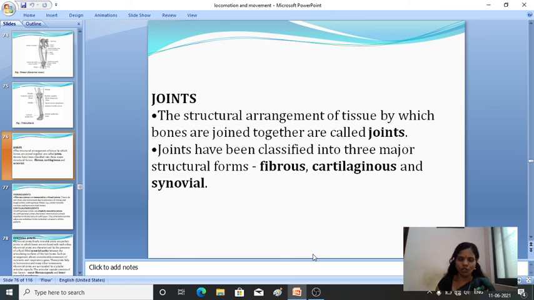Next comes the joints. So again here these joints are structural arrangements of tissues by which the bones are joined together. Joints are very much important, right? Generally they help in attaching the bones. Structural arrangement of tissues by which the bones are joined together.